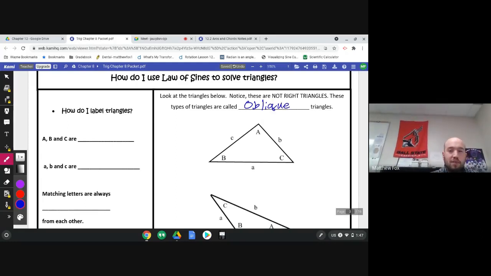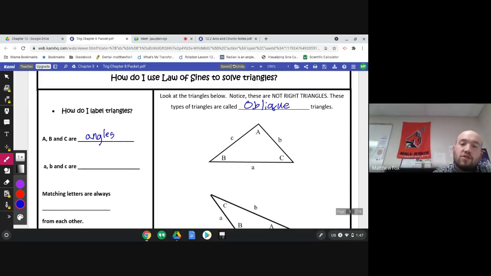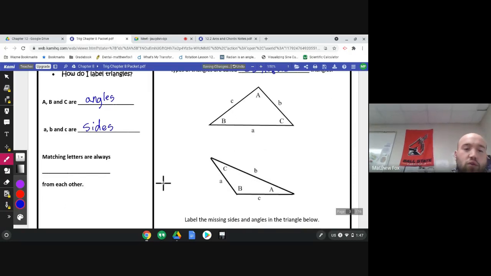Now, look here, there are a couple of markings. You have A, B, and C that are capital, and when they are capital, that is our angle. Then you also have the lowercase: lowercase a, lowercase b, lowercase c, those are our sides. Notice the angles and sides with matching letters are always opposite from each other.